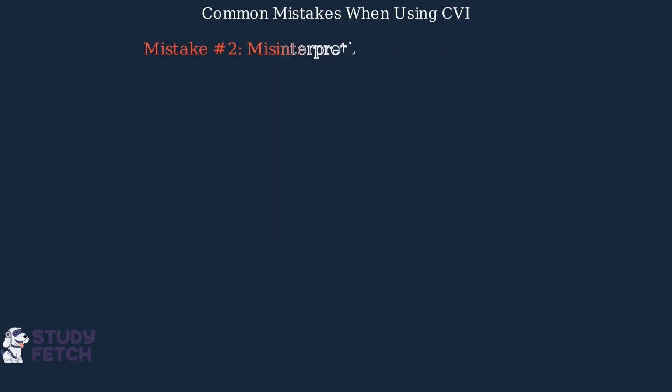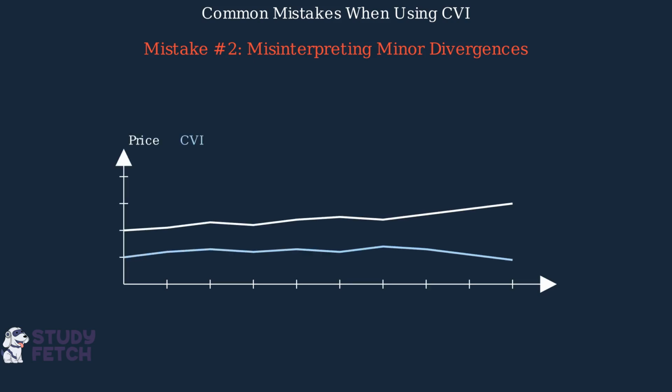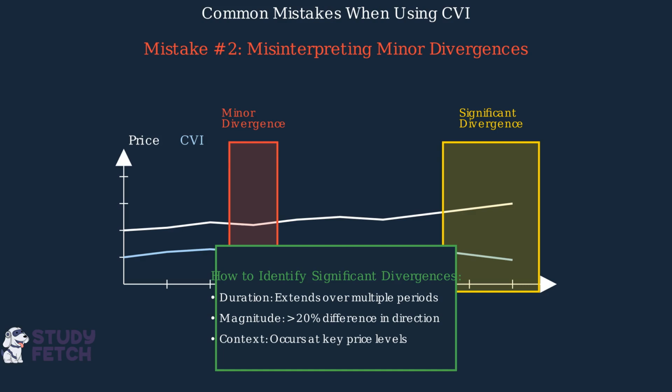The second common mistake is misinterpreting minor divergences as significant trading signals. Many traders overreact to small, insignificant divergences like this one, which are often just market noise. A truly significant divergence like this one is more pronounced, lasts longer, and occurs at key price levels. To avoid this mistake, focus on divergences that extend over multiple periods, show a substantial difference in direction, and occur at key support or resistance levels.